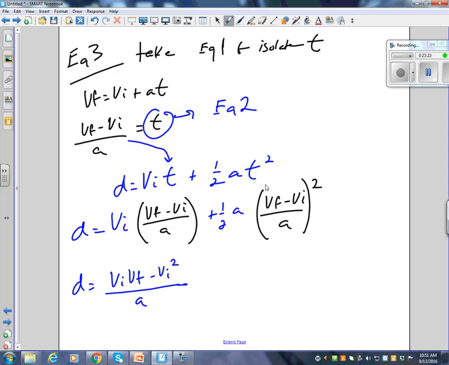What should I do? Let me check here. Oh, yeah. Can I multiply this in, or should I do the squaring part first? Got to do the squaring part first. But I will do this. Can I take the 1/2 times A and write it as A over 2? Can I do that? Okay.